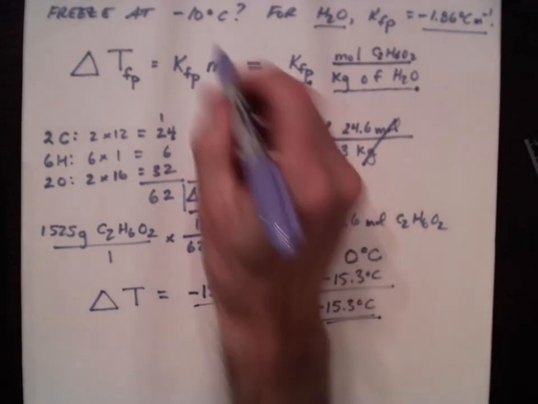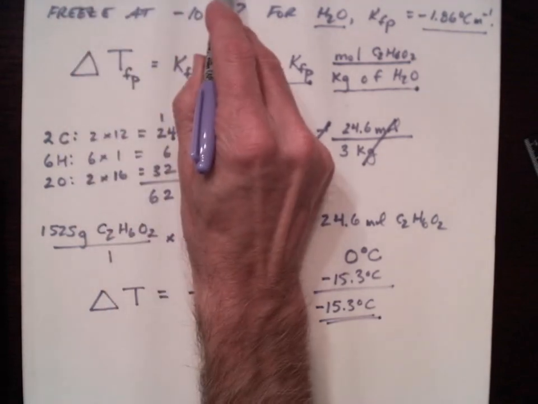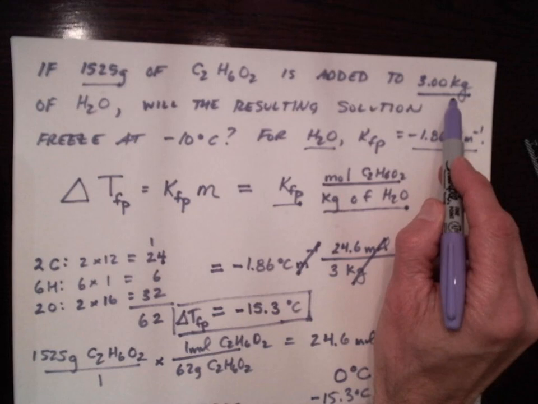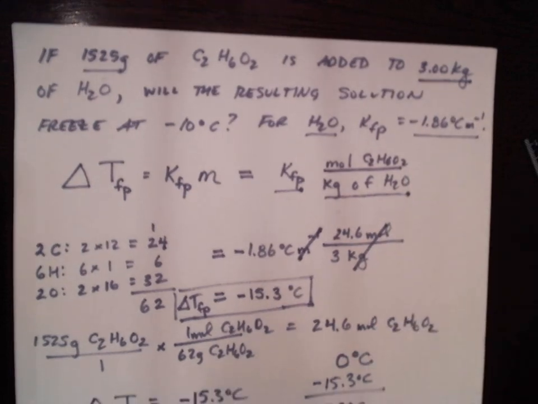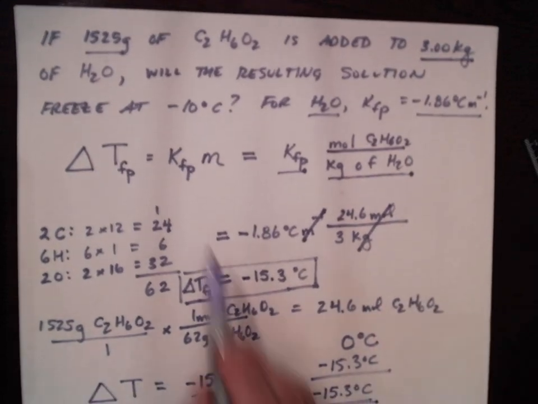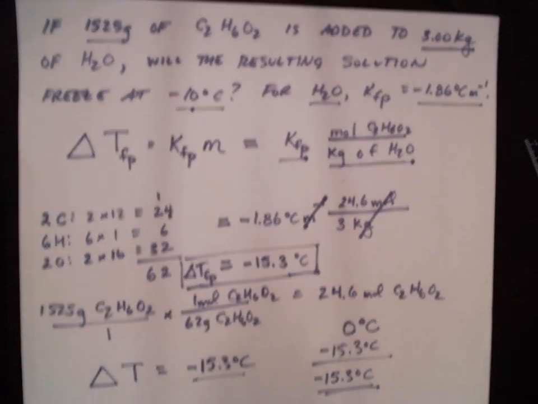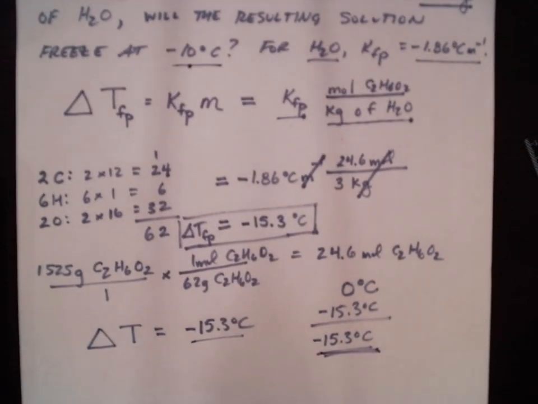And we see that the addition of this much ethylene glycol to 3 kilograms of water will be sufficient to keep the water from freezing if it's cooled to negative 10. In fact, it'll keep it from freezing all the way down to minus 15.3 Celsius.